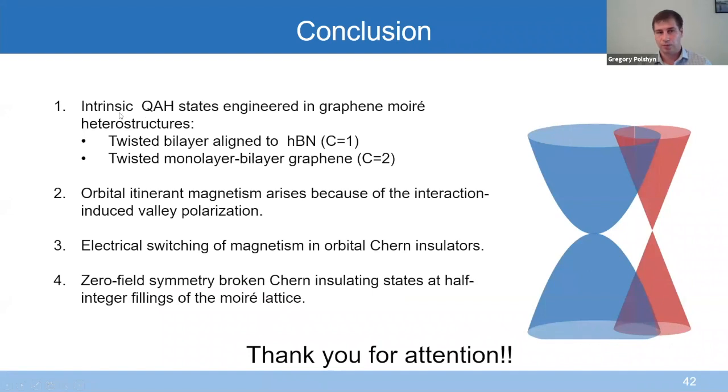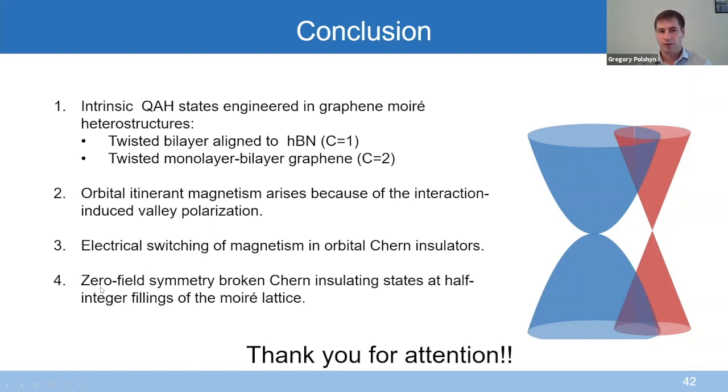Okay, so today I told you about intrinsic quantum anomalous Hall states, which can be engineered in graphene Moire heterostructures, and I described two systems: twisted bilayer graphene, where we get Chern 1 states, and twisted monolayer-bilayer graphene, where we get Chern 2 states. The magnetism in this family of quantum anomalous Hall states arises from interaction-driven spontaneous valley polarization, and the topological nature of magnetism in these materials gives rise to this interesting effect, which allows non-volatile electrical switching of topological and magnetic order.